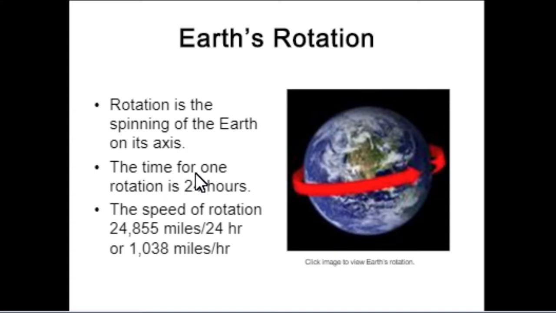And the time for one rotation is 24 hours. Every 24 hours, the Earth spins completely around. That's what causes day and night.